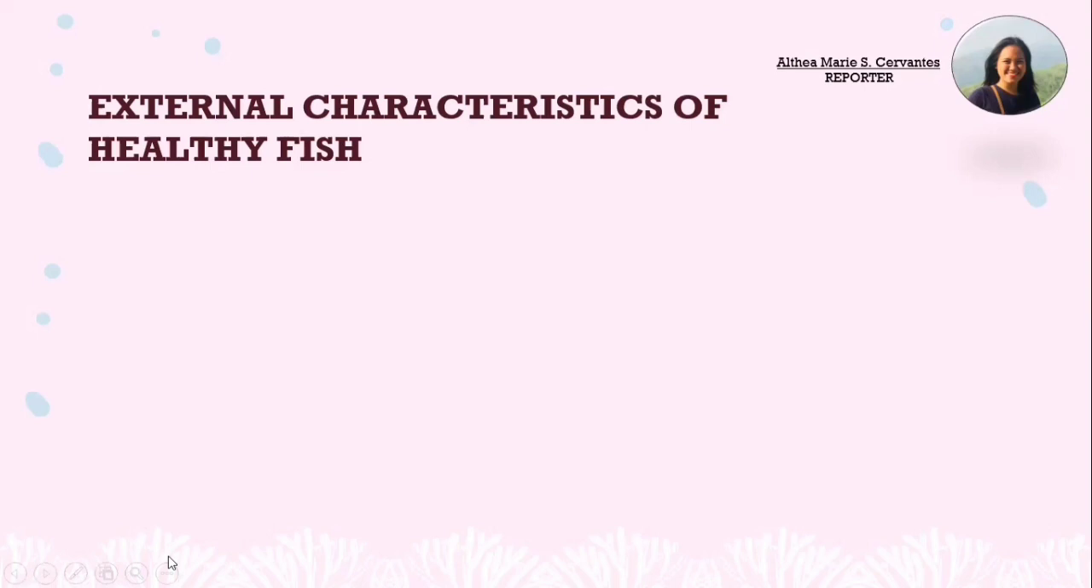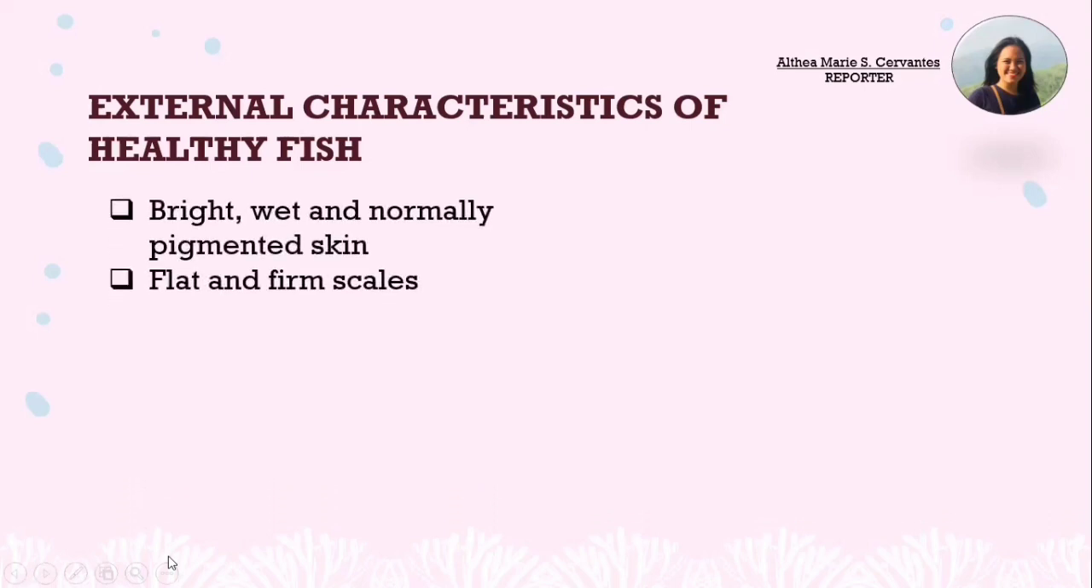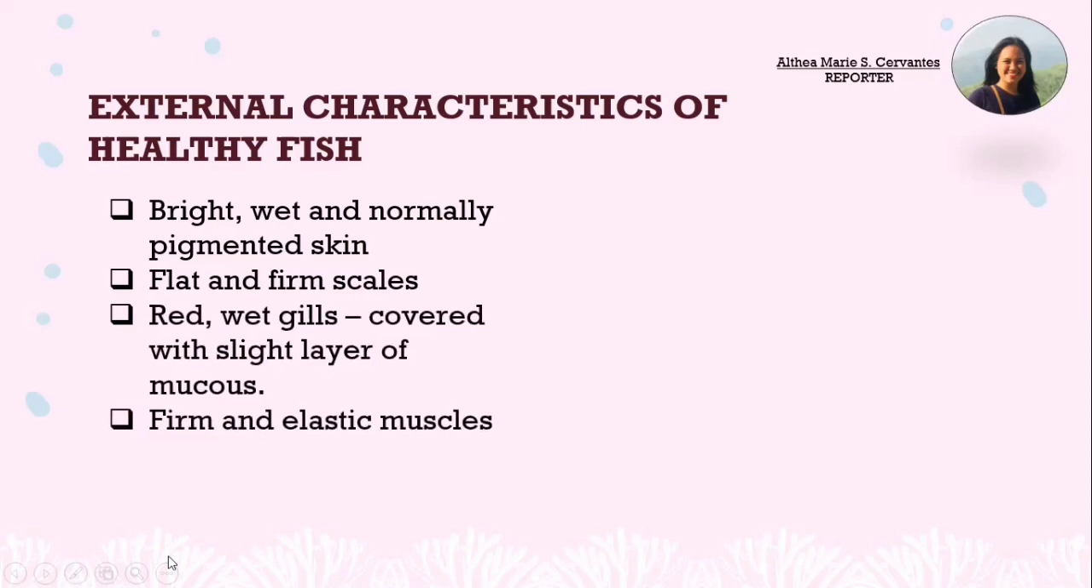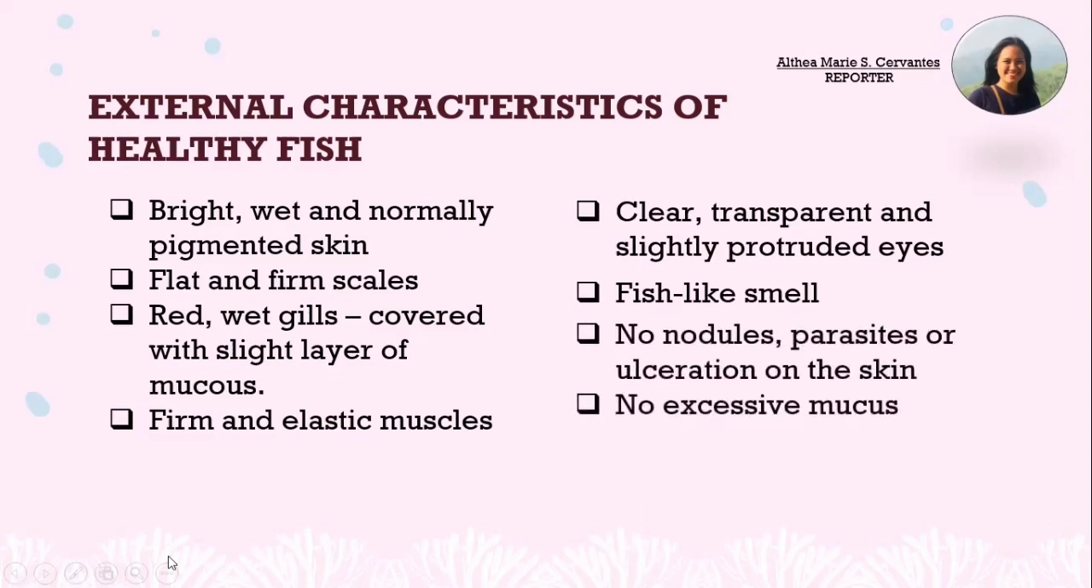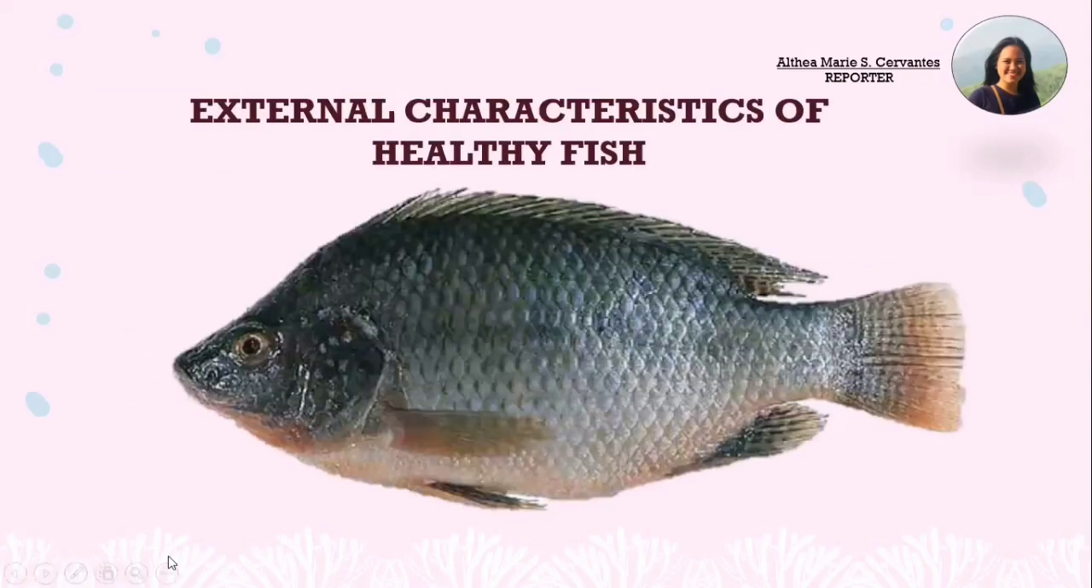External characteristics of healthy fish: bright, wet, and normally pigmented skin, flat and firm scales, red, wet gills covered with a slight layer of mucus, firm and elastic muscles, clear, transparent, and slightly protruded eyes, fish-like smell, of course, no nodules, parasites, or ulcerations on the skin, and no excessive mucus. These tilapia have firm and flat scales, clear and transparent eyes, no parasites, nodules, and ulcerations.